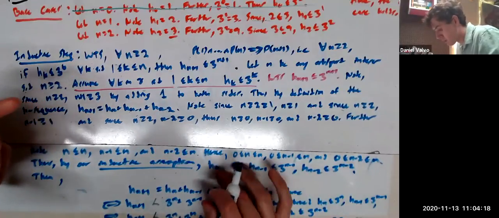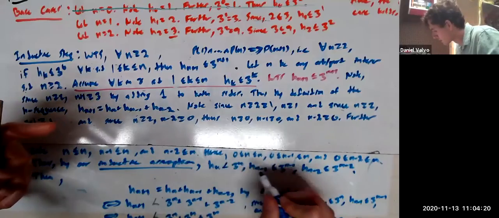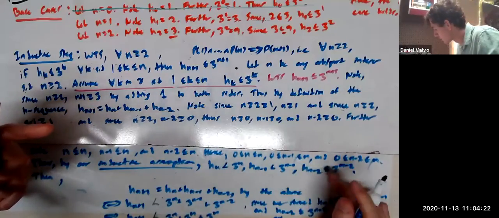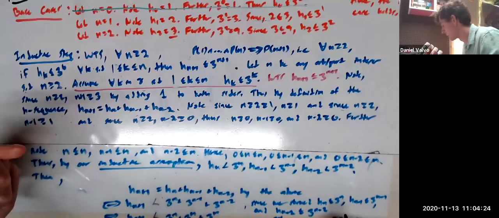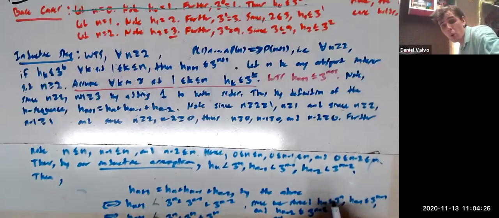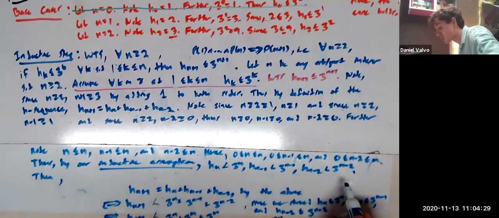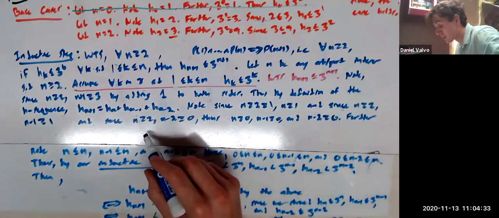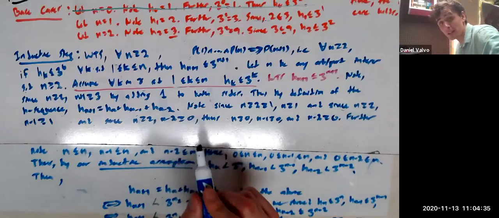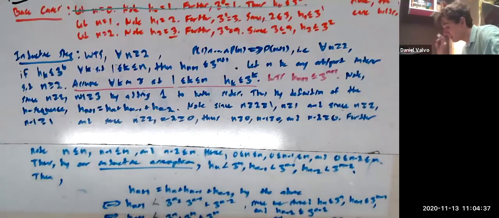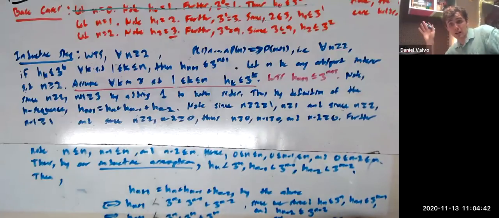Because what we want is hn to be less than 3 to the n, hn minus 1 to be less than 3 to the n, hn minus 2 to be less than 3 to the n. But this will fail. We won't necessarily get hn minus 2 to be less than 3 to the n minus 2, because if n is just bigger than or equal to 2, n minus 2 could be 0 and it doesn't work for 0. So we need to avoid the 0 case entirely because it's not going to work. So what's the easy solution?